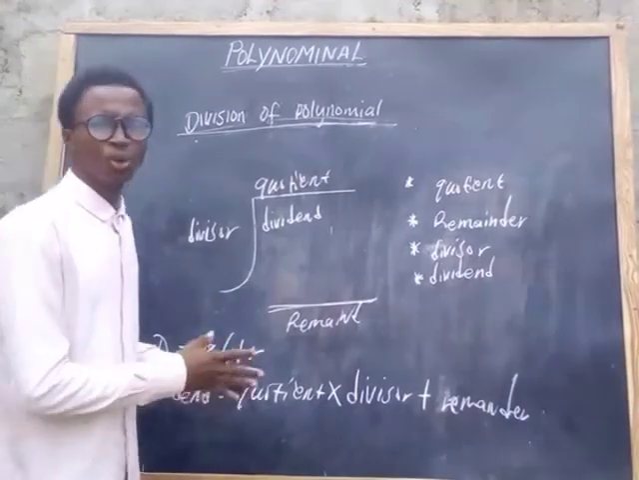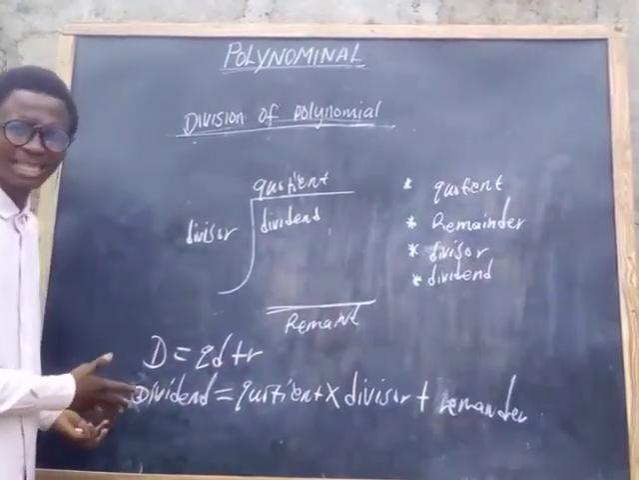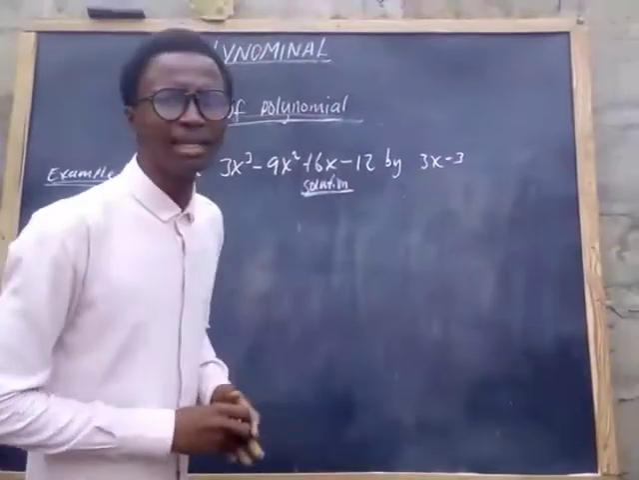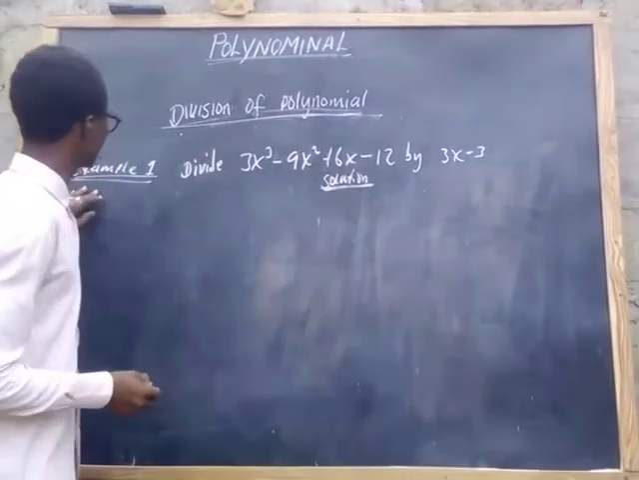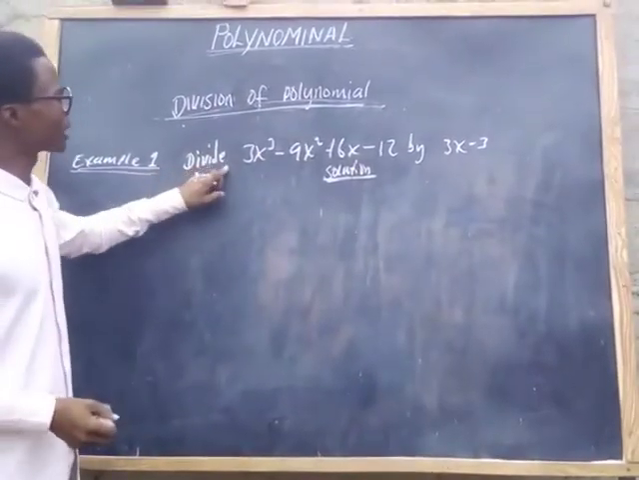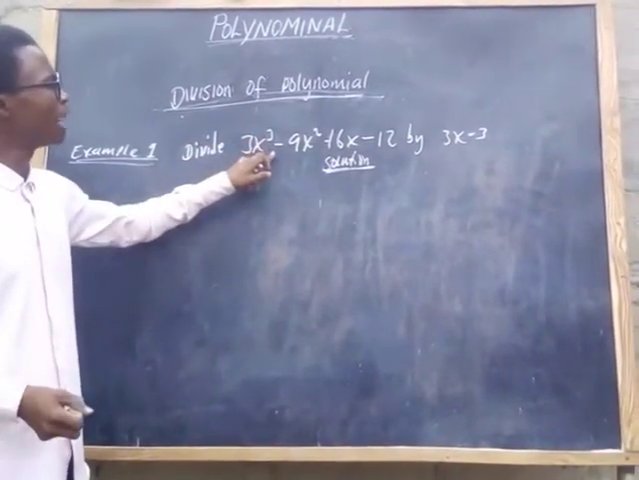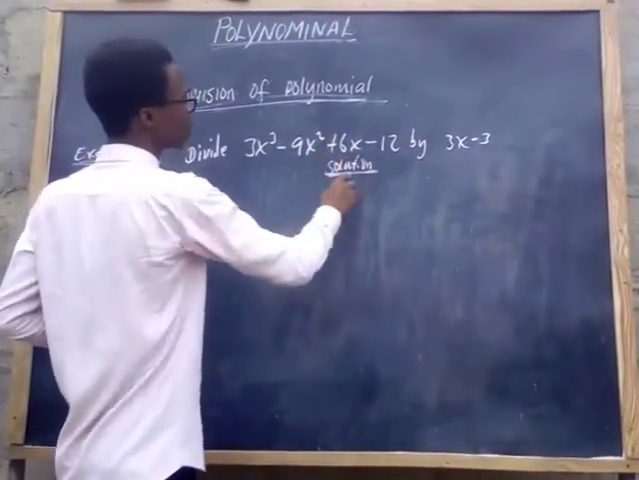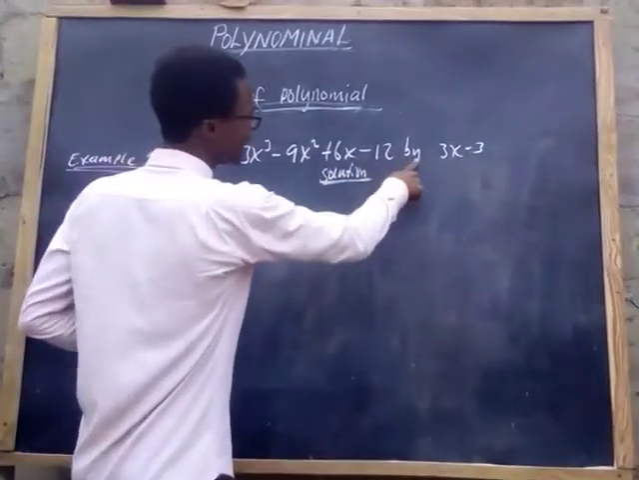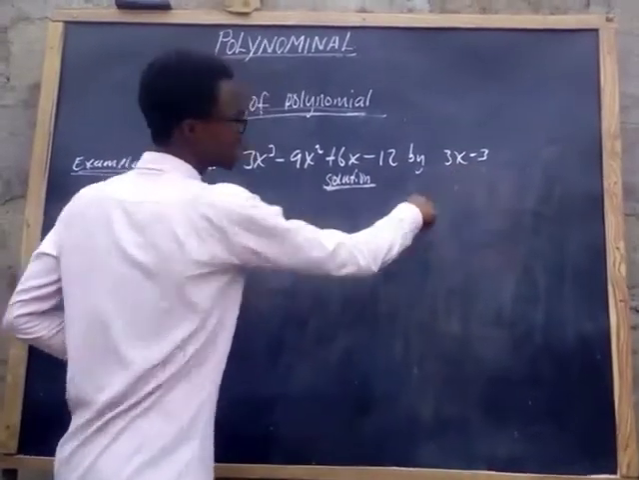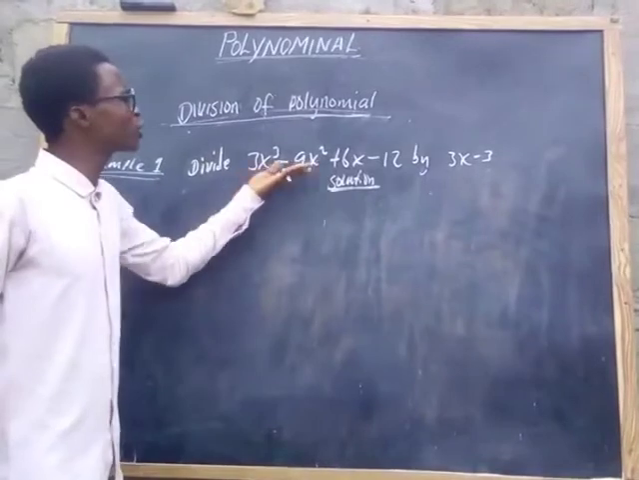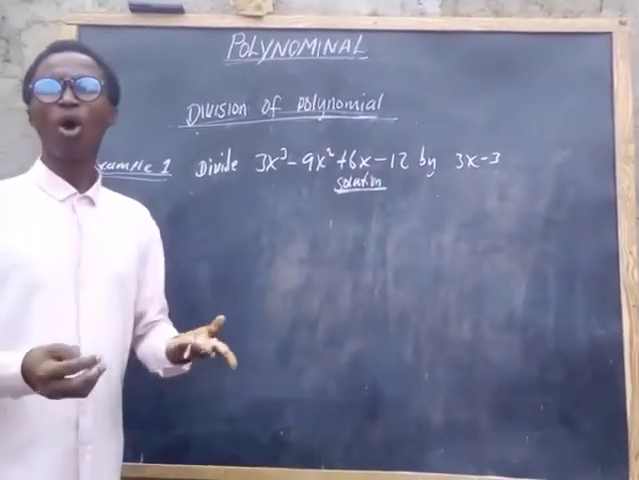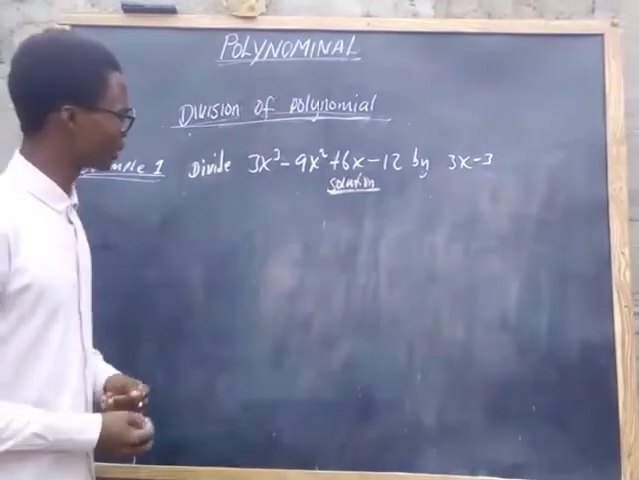Always. Now, as we keep on going, you understand what we are trying to say. So as we keep on going and dividing polynomials, example 1: divide 3x cubed minus 9x squared plus 6x minus 12 by 3x minus 3. Now they ask you to divide these two functions. Anytime they give you two functions and ask you to divide, always use the long division method.